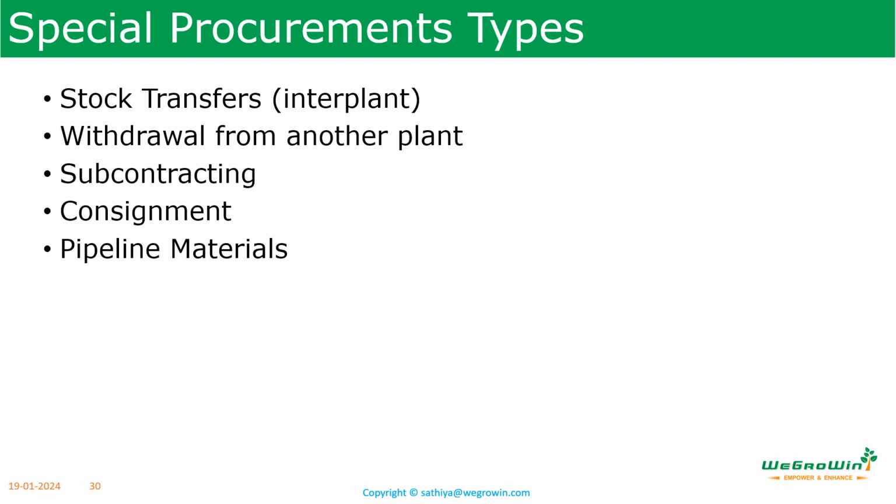So, what are those kinds of complexities? For example, if you are outsourcing some operations of production to specialized vendors for a value-added process, then it is like the subcontracting process.